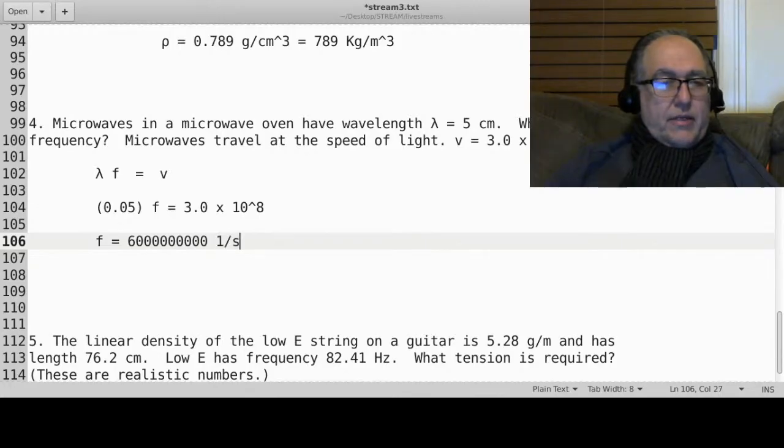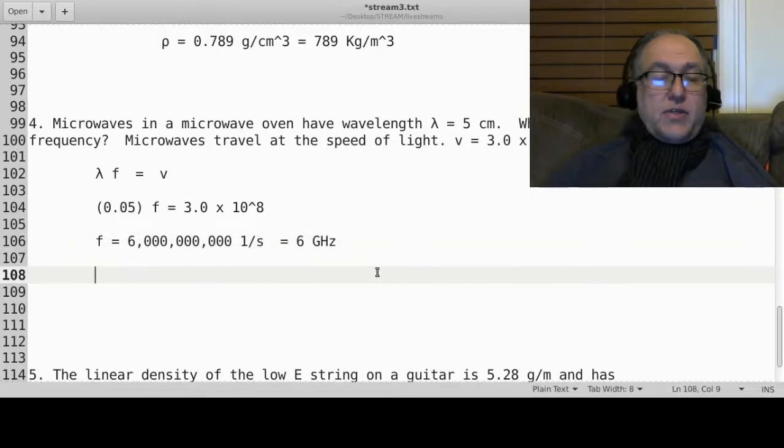Let me write per second. Okay, and that's a big number. So there's 3, there's another 3, and there's another 3. So that's kilo, mega, and when you've got 9 zeros, it's giga. So that's equal to 6 gigahertz, like that. Okay, so there's your answer.